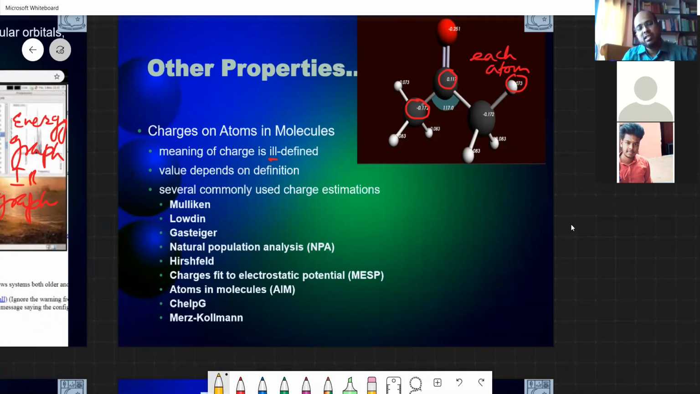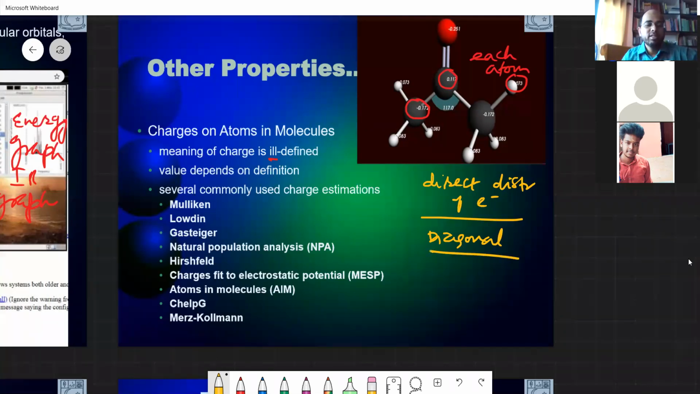Some people define charges as a direct distribution of electrons. Some people, like Pauling, take the Pauling scale of electronegativity using the diagonal relationship and all those things. And the value depends on so many definitions. These are the charges that these programs can calculate. So far, you have seen only one type of charge. Mulliken charge is by definition taken. You have Mulliken charges, Löwdin charges, Gasteiger charges, natural population analysis, Hirshfeld charges, charges fit to electrostatic potential known as ESP charges, atoms in molecules, Merz-Kollman charges.